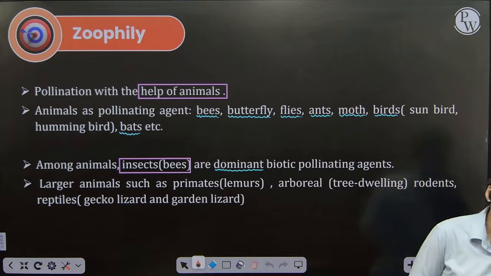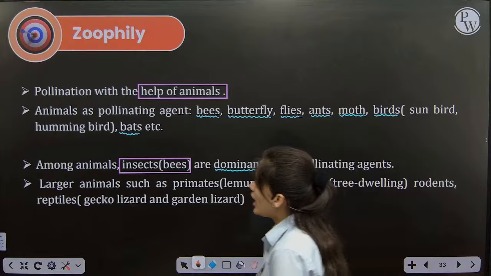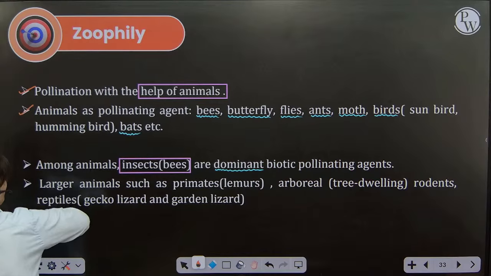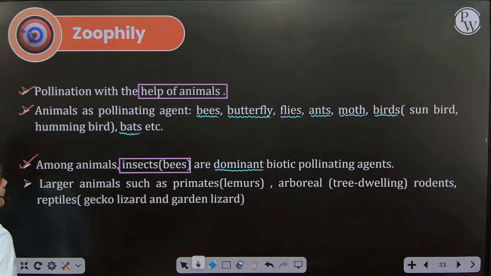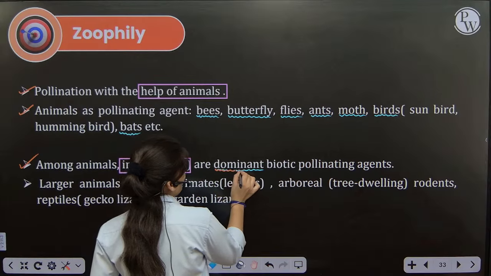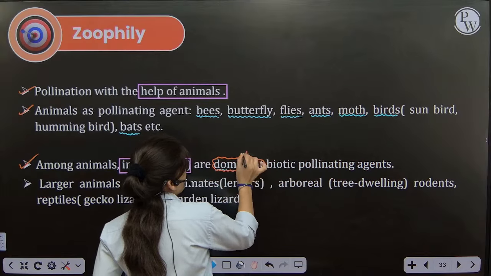Now, anemophily complete, hydrophily complete, that means abiotic agents done. Now the biotic one, zoophily, pollination with the help of animals. Animals act as pollinating agents, for example bees, butterflies, flies, ants, moths, birds, which include sunbird and hummingbird, and bats, which we already discussed. Among animals, bees are the dominant biotic pollinating agent. Mark this as very important.